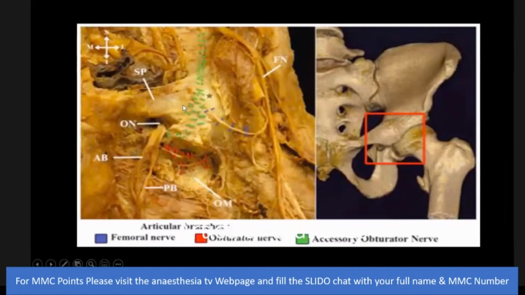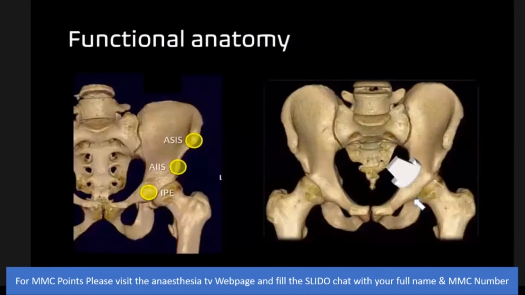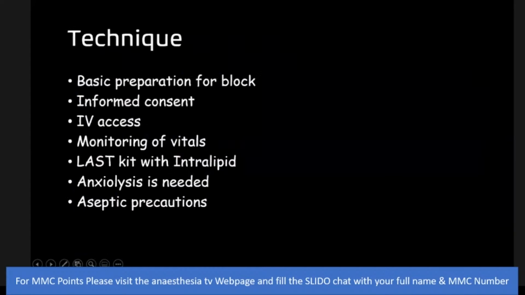So we find that all the articular branches coming from all the 3 nerves are in close proximity to the area between the anterior inferior iliac spine and the iliopubic ramus. And we use these landmarks when we do the PENG block. Here we place the ultrasound transducer to visualize the area between the anterior inferior iliac spine and the iliopubic ramus, the iliopubic eminence.